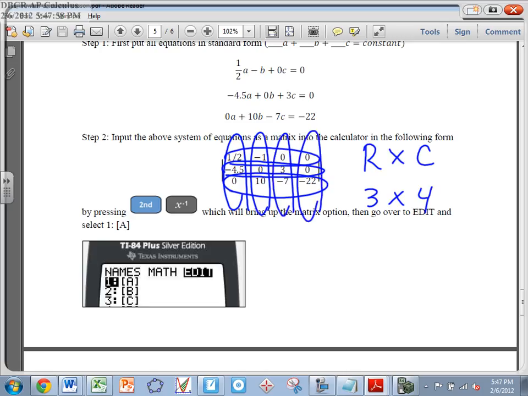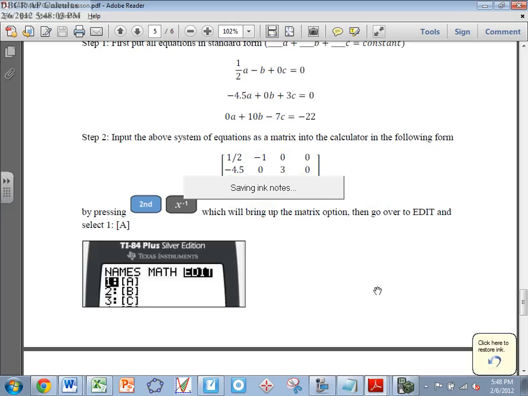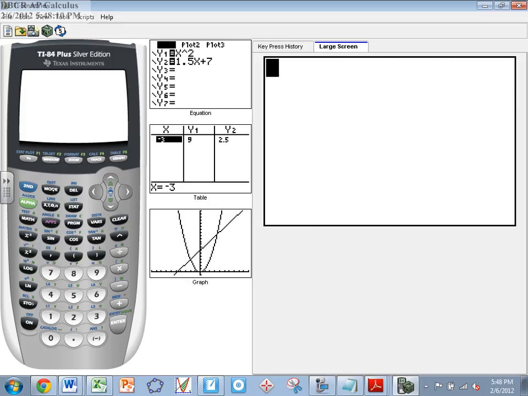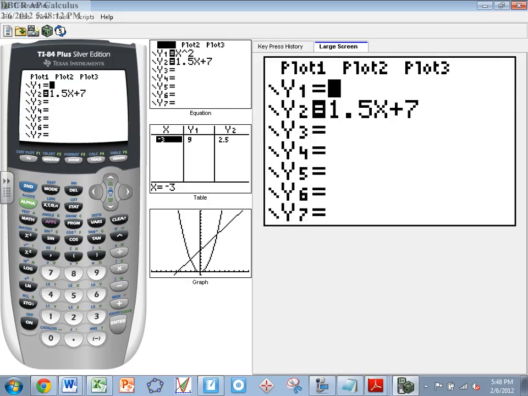Now, after we do that, we have to go into our calculator and ask, what is a 3 by 4 matrix? How do I actually input it? So let's go ahead and do that. Opening up our calculator, let's quit out of this. We're done with our y equals. We just finished that already. I'm going to clear this stuff so it's not in the memory.